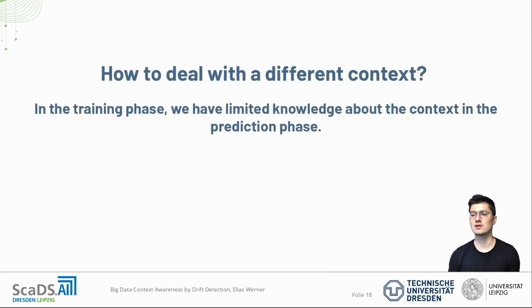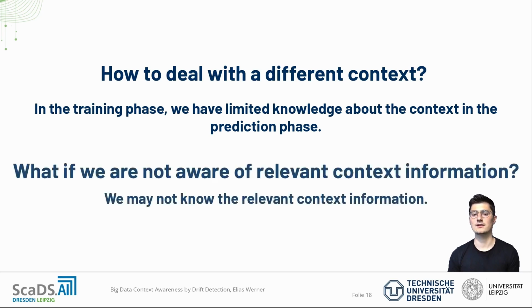So the question that arises from that is how to deal with a different context. In the training phase, we might have only limited knowledge about the context in the prediction phase. And what if we are not aware of relevant context information? We may not know the relevant context information in the training phase already.